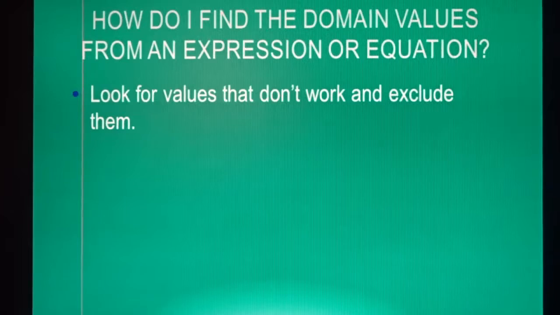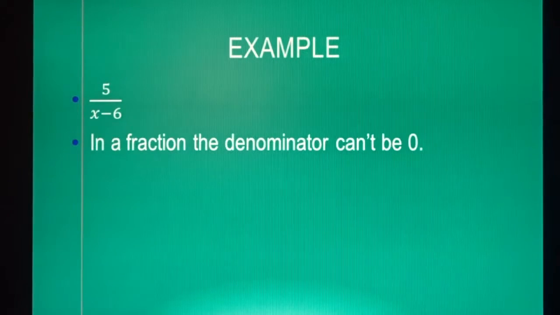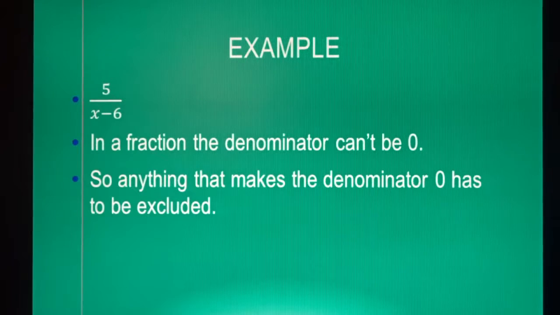So how do you find the domain values from an expression or an equation? We'll look at the values that don't work and exclude them from your domain. Here's an example. I have the expression 5 over x minus 6. In a fraction, our denominator can't be 0. So we need to exclude those from our answer. So anything that makes the denominator 0 would have to be excluded.